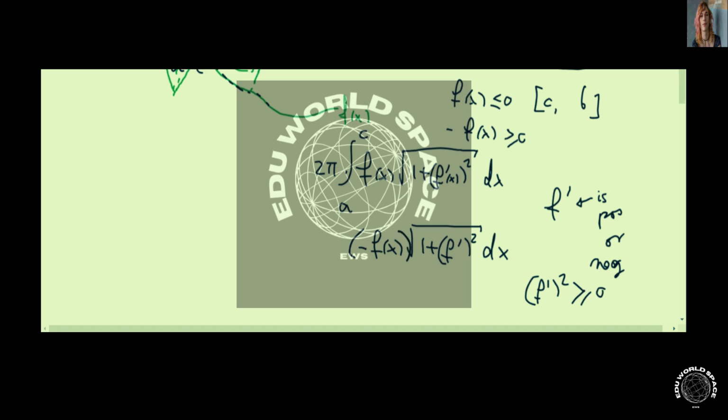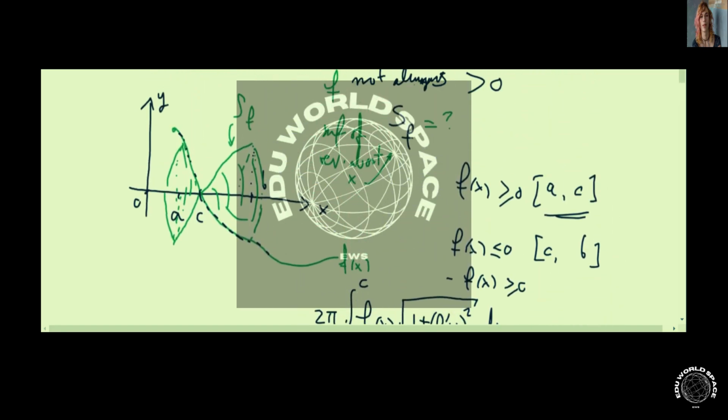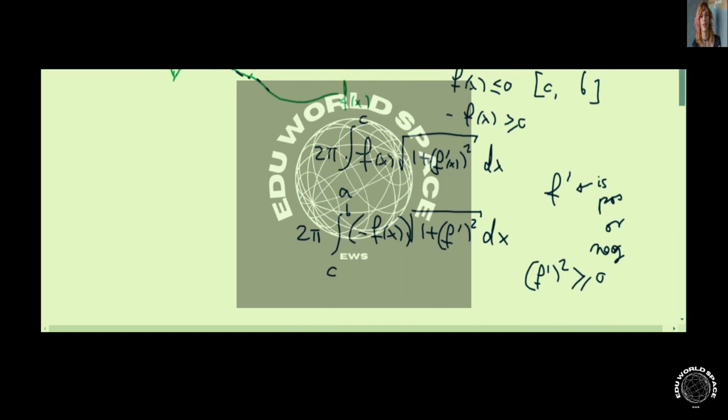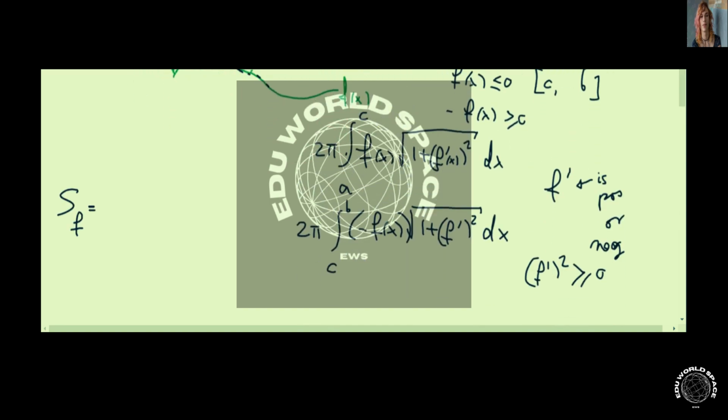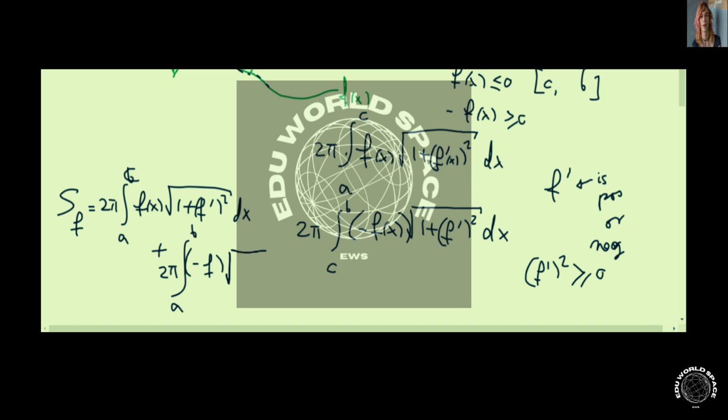So we will do this part plus that part. Then S sub f for this particular example is going to be 2 pi times the integral from a up to c of f of x times the square root of 1 plus f prime squared dx, plus 2 pi times the integral from c up to b of minus f times the square root of 1 plus f prime squared dx. So that works for this example.